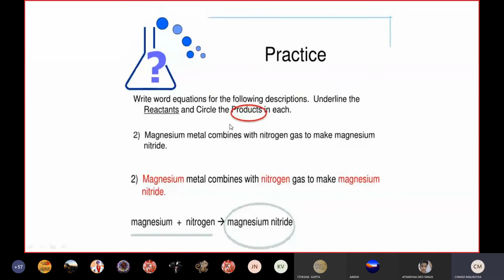Now practice this one. Magnesium metal combines with nitrogen gas to make magnesium nitride. Magnesium plus nitrogen is equal to magnesium nitride. Anuttam, am I taking your name correctly today? Yes, ma'am. Are you getting this equation, everyone? And here the product is magnesium nitride.